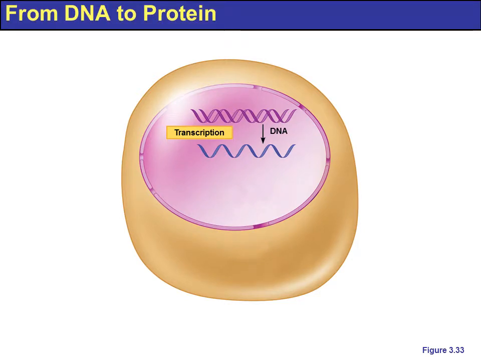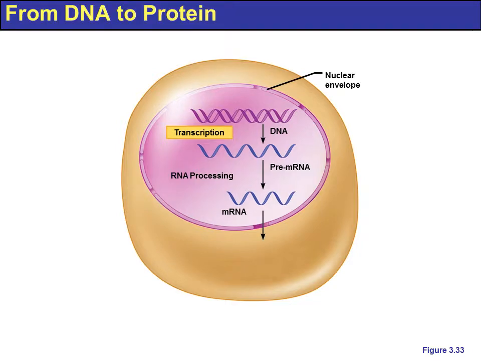Through a process called transcription, mRNA will be produced. This mRNA will then be processed to make mature mRNA. The mature mRNA will then travel out of the nucleus through the nuclear pore into the cytoplasm. The mature mRNA will then bind to the ribosome.